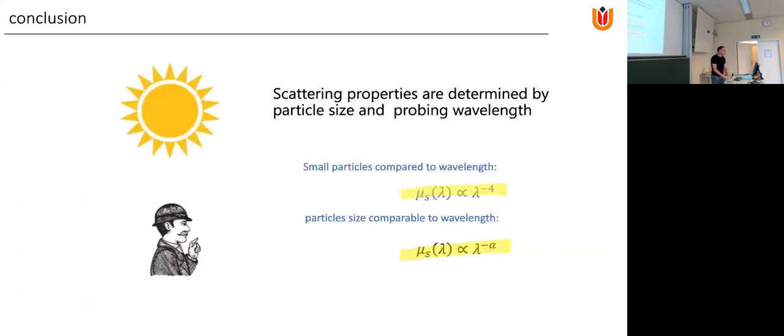Okay, so the bottom line of this is that these scattering properties are determined by the interplay of the particle size and the wavelength of the light. If you have particles that are small compared to the wavelength, then there is a strong dependency on the wavelength, so lambda to the power -4. If the particles are comparable in size to the wavelength, somewhat smaller than the wavelength, then in general it will be with a certain factor that is much less than 12.